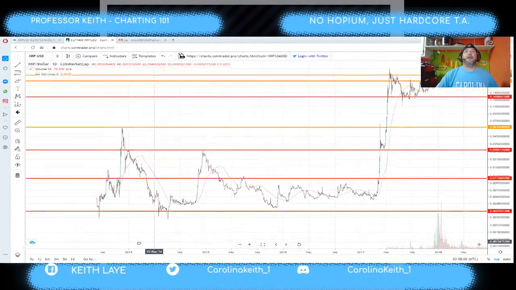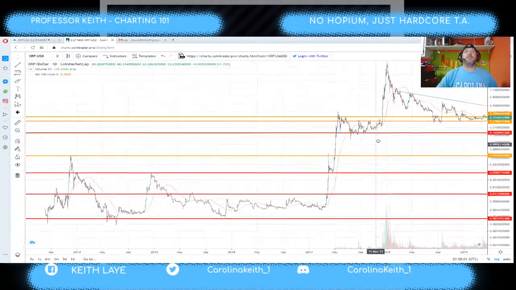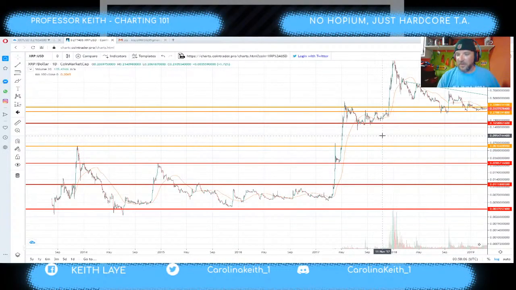The beautiful thing about XRP is, fractally speaking, it's run the exact same move multiple times. So one could assume it'll do the same thing again when it catches support. And I think we have caught support. I believe we actually have, for the first time in a while.